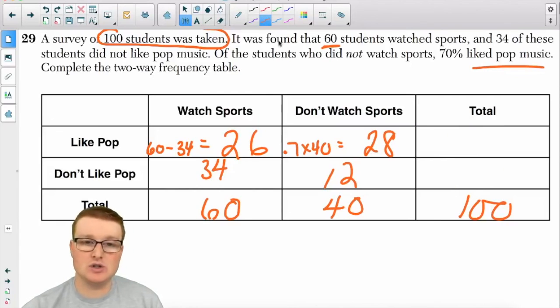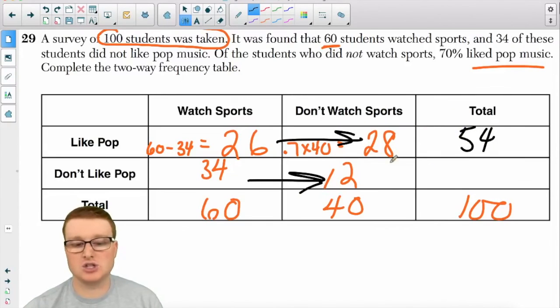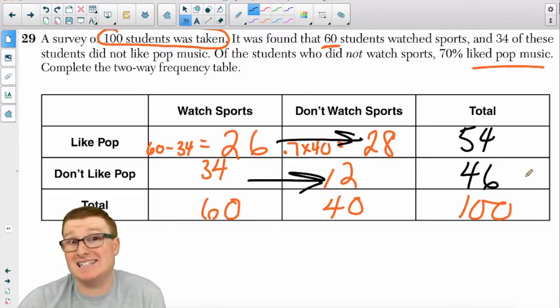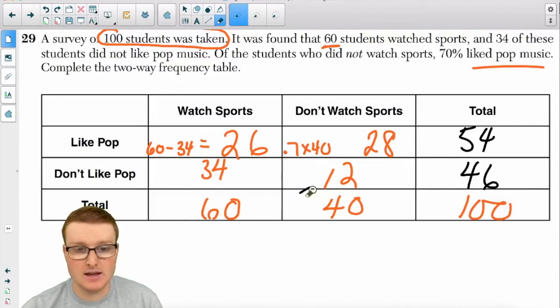To get these totals, you just add it along the way. So you take 26 plus 28, you get 54. 34 plus 12, you get 46. Make sure that adds up to give you 100, and it does. That is how you complete this two-way frequency table. Okay?